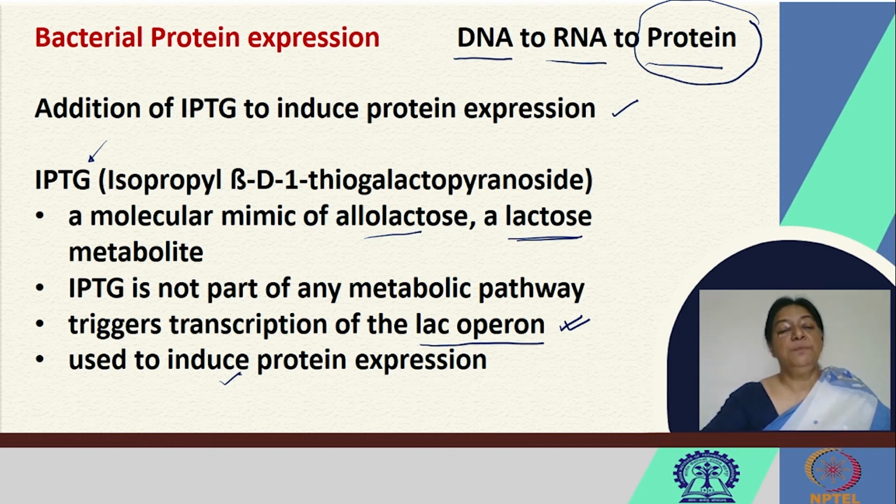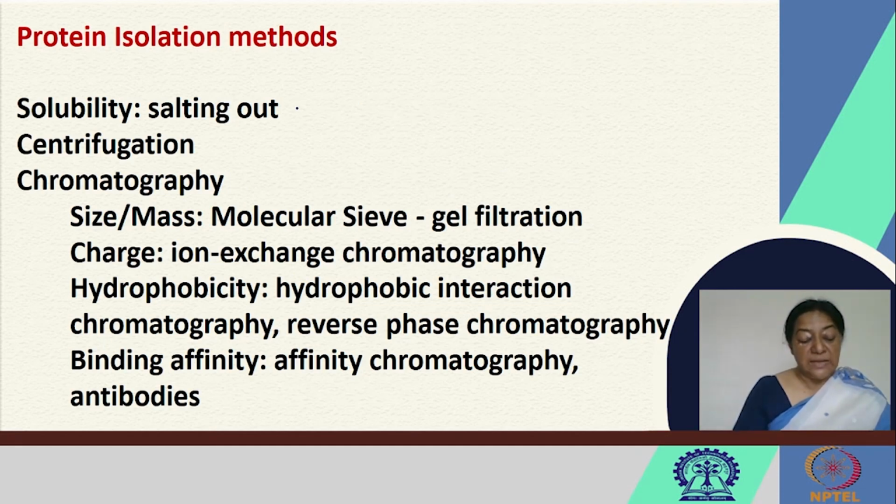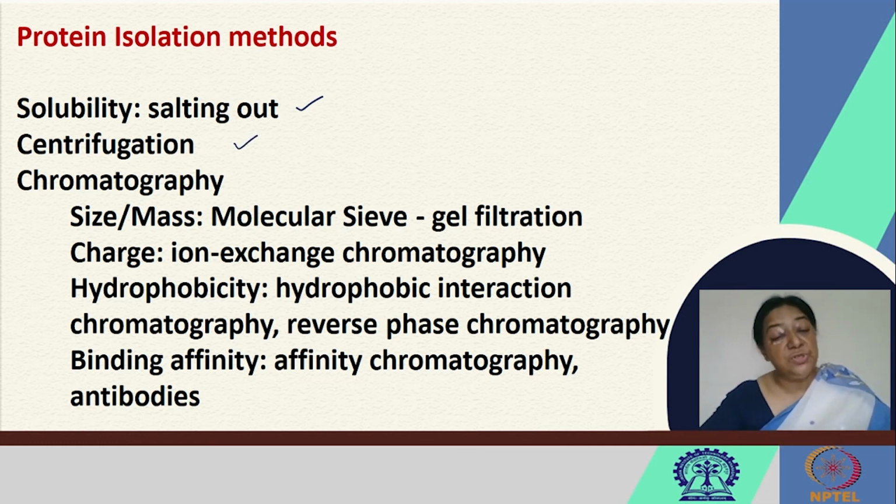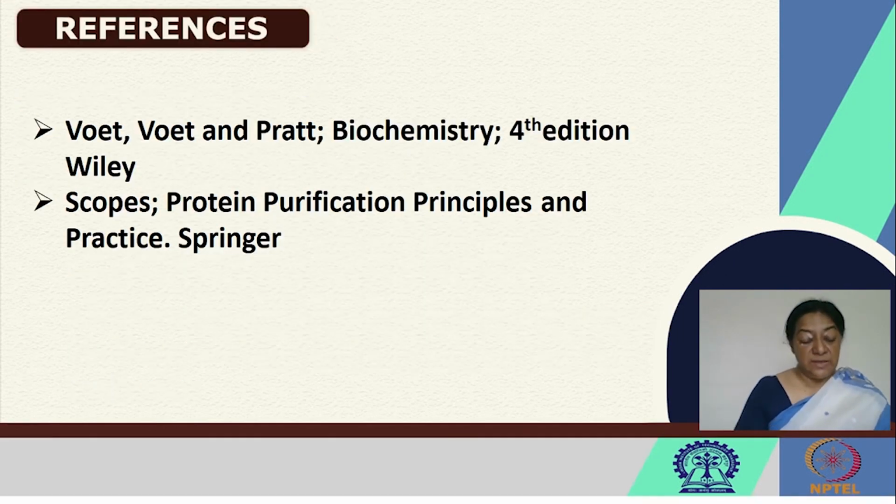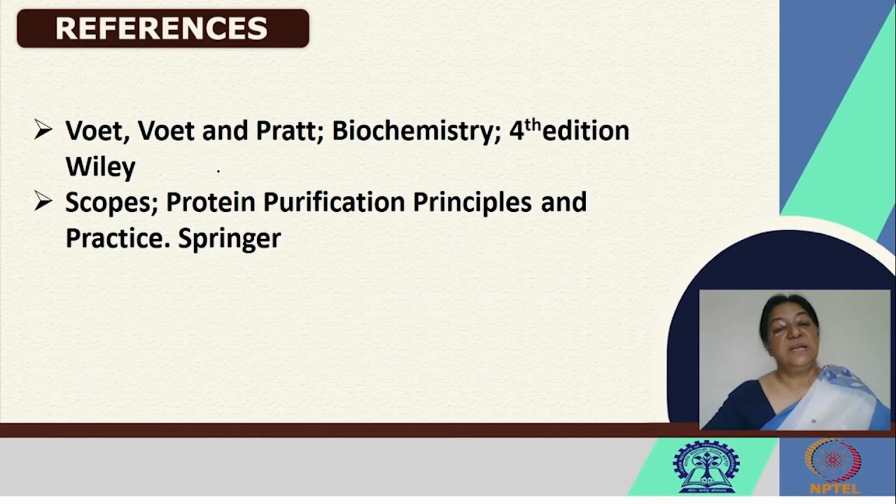Now that we have our protein expressed in the harvested cells, we take it over for centrifugation followed by chromatographic methods. So we looked at the salting out of proteins, we looked at the centrifugation of proteins, and methodologies for isolation from natural sources and isolation from a recombinant DNA source. We will look at chromatographic methods in our next lecture, and these are the references, apart from the references that have been included in the specific slides.